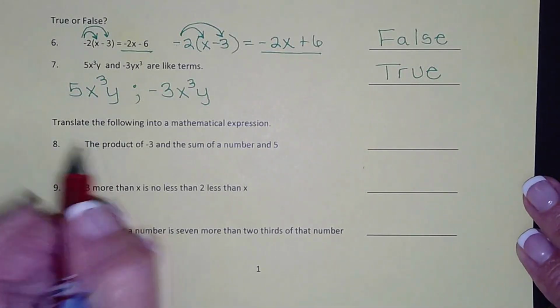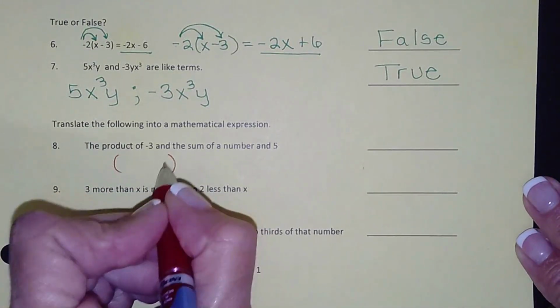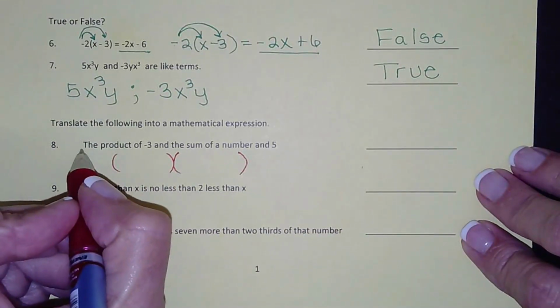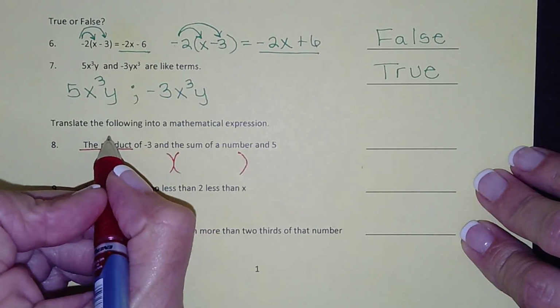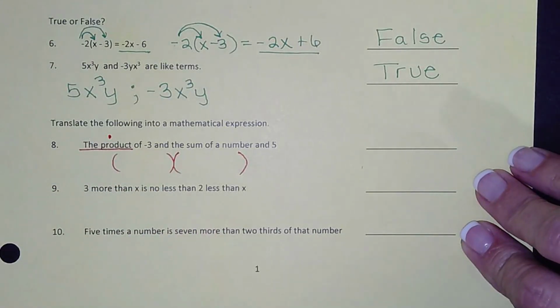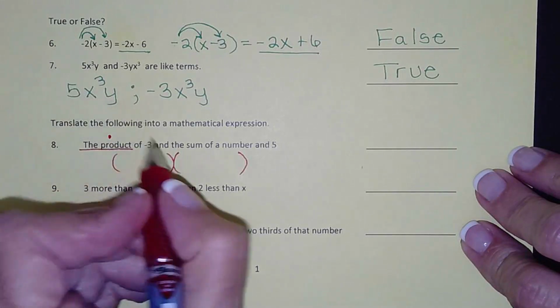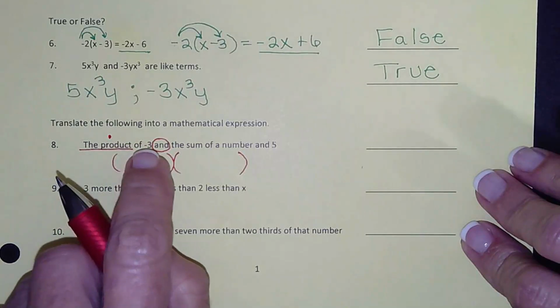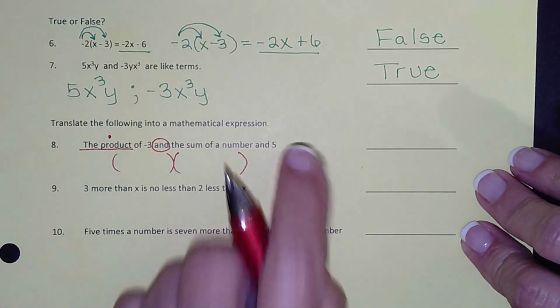Okay, product we learned means two parentheses. And since the product is one of our four keywords, and remember product means multiply, but we do parentheses because usually one or both have to be in parentheses. Since that's one of our keywords, that says to look for the word and, so you know what goes in the first parenthesis and what goes in the second parenthesis.